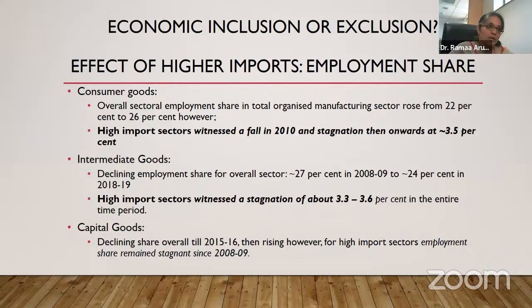In terms of employment, the economic inclusion, or one can say whether it led to exclusion, the effect of the lower tariffs or import liberalization overall, we can see that in the consumer goods sector, the very high import sectors identified actually witnessed a fall in employment and stagnation thereafter. A similar story was seen in the case of the high import sectors in the intermediate goods, which witnessed a stagnation of about 3.3 to 3.6% of the total employment. And there was a declining share in the overall sector of the capital goods, which was visible.